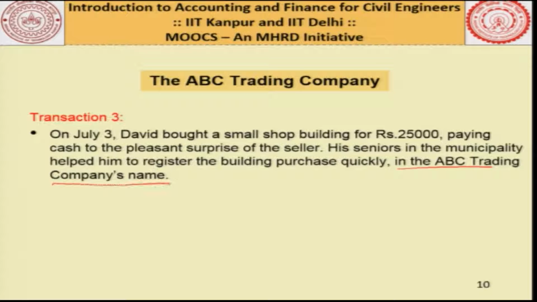Now, this is the transaction, and how it will get recorded, that we have to understand. So the company purchased a small building for rupees 25,000. So this will reduce the cash.